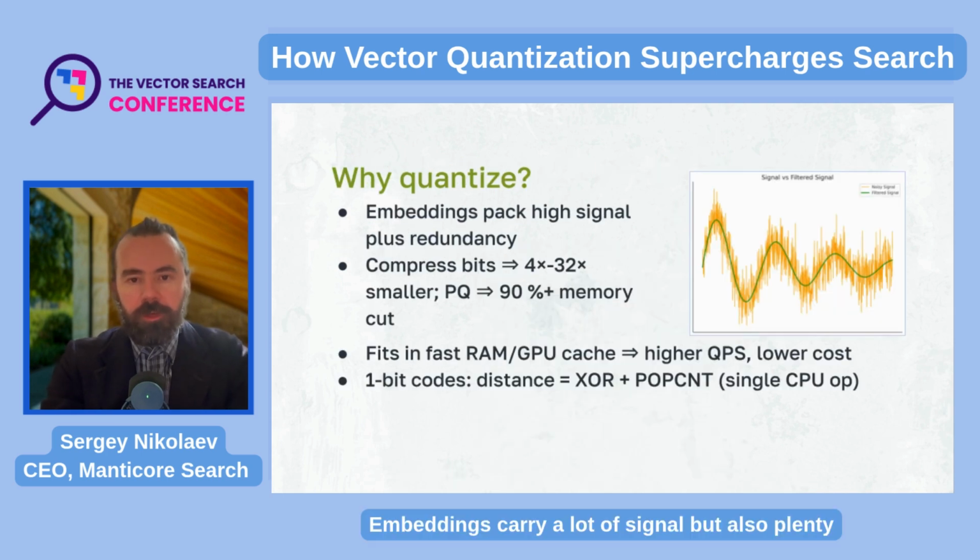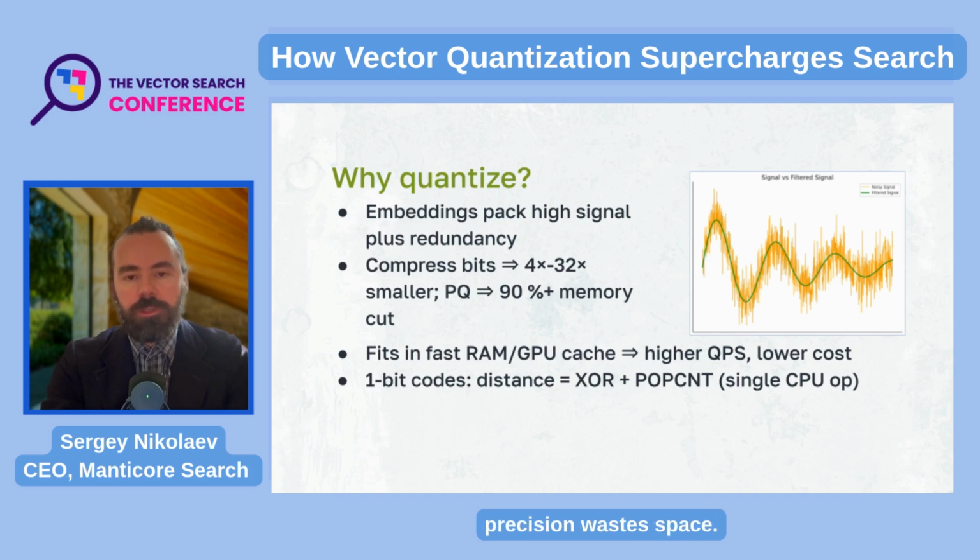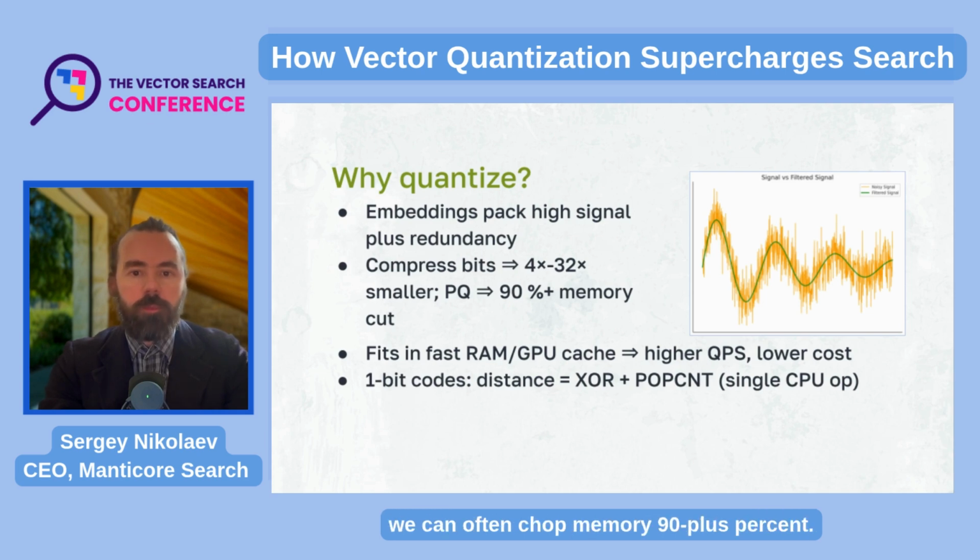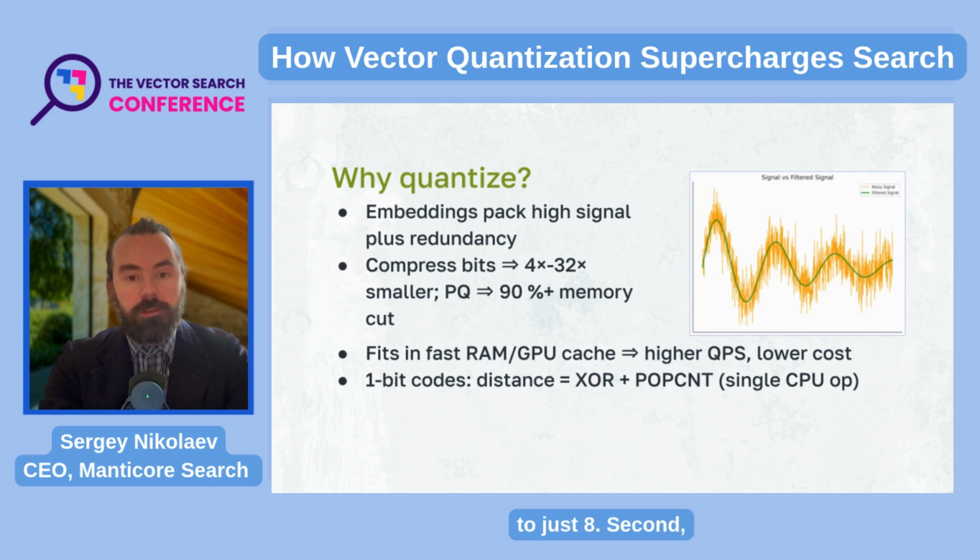Embeddings carry a lot of signal but also plenty of redundancy. A few bits of noise in one coordinate almost never change who the nearest neighbor is, so storing all numbers with full 32-bit precision wastes space. When we compress those numbers, three good things happen. First, the data shrink. Dropping each component to 8 bits cuts the footprint by a factor of 4. 4 bits buys us an 8-fold cut, and a single bit slashes size 32 times. If we use product quantization, we can often chop memory 90+%. Imagine 4000 bytes collapsing to just 8.